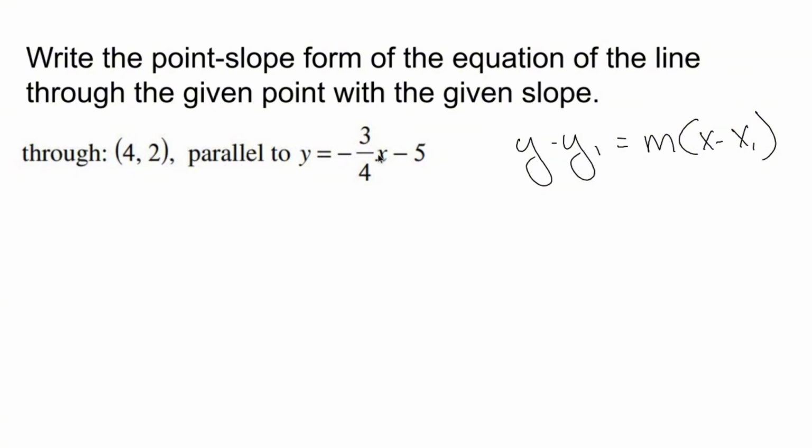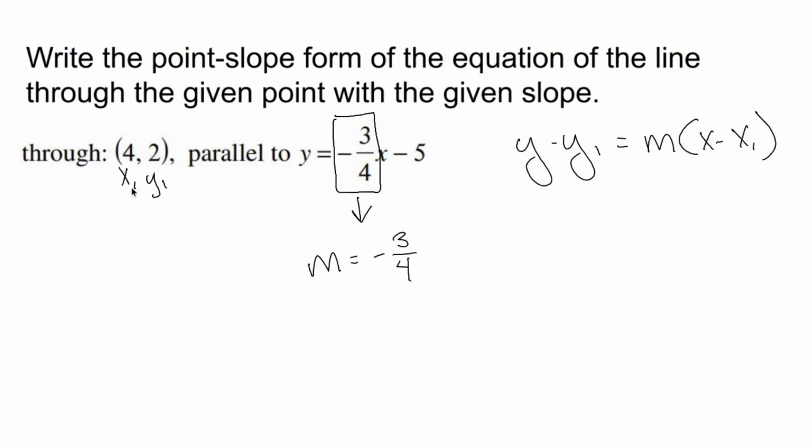What I do is if I'm given a point, label the point x sub 1, y sub 1. If I'm given the slope, label it m. I'm not given the slope, but what I am told is the slope that I need has to be parallel to this equation right here. Well, this is slope-intercept form. The slope of this guy is -3/4. Parallel lines have the same slope, so the slope that I want is going to be the exact same slope.